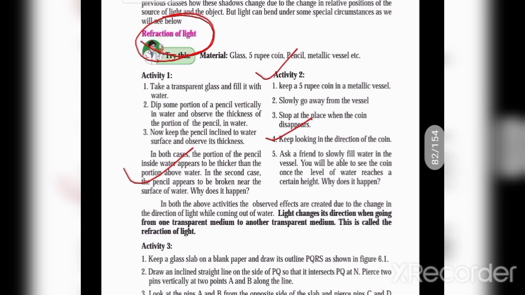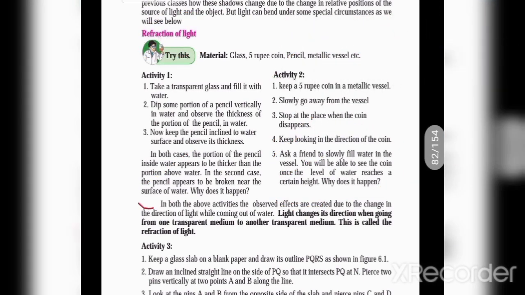You will be able to see the coin once the level of water reaches a certain height. Why does it happen? All these phenomena happen due to the refraction of light, because there is a change in the medium. When there is no water in that vessel, only the air medium is present. But when we fill the water inside that vessel, what happens?